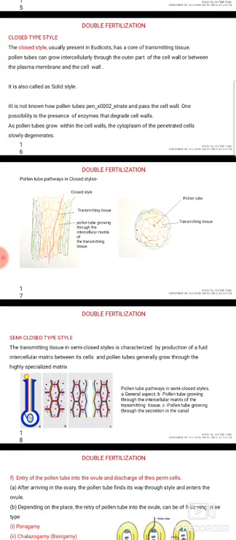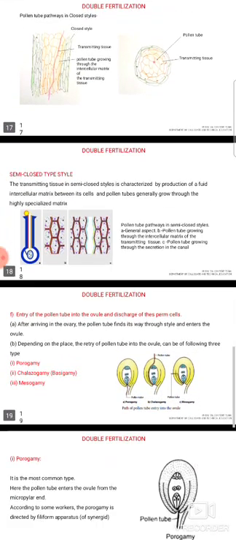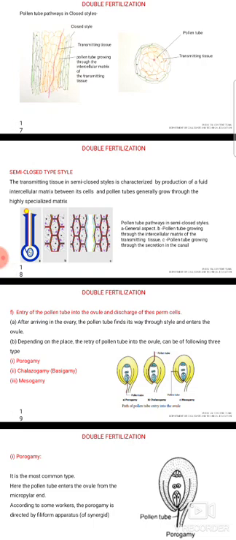Semi-closed type. The transmitting tissue of the semi-closed style is characterized by production of a fluid intercellular matrix between its cells, and the pollen tube generally grows through this highly specialized matrix. Entry of the pollen tube into the ovule and discharge of the pollen contents.